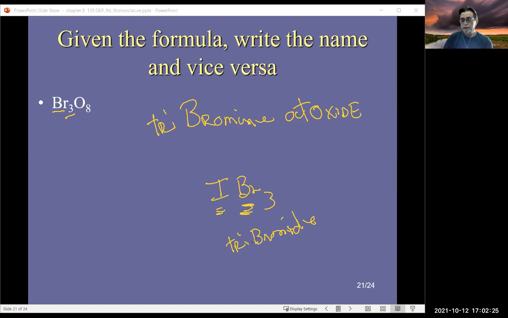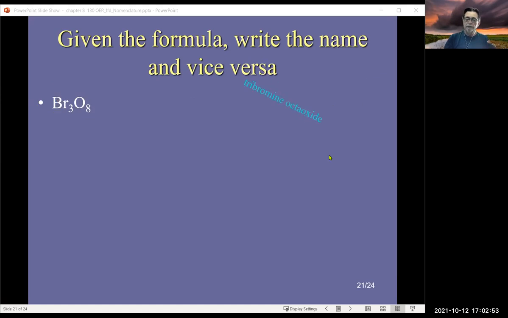Compared to iodine tribromide, because in this case bromide was attached to the central atom. And in this case here, bromine is the central atom. Note the difference here. Again, that A should have been dropped, but if it's not, I'm not going to be worried about it.